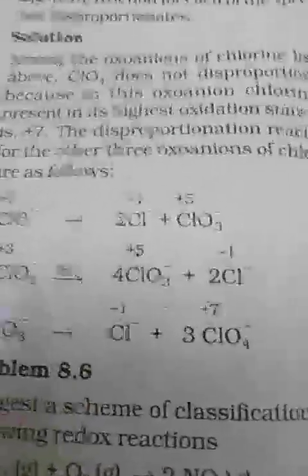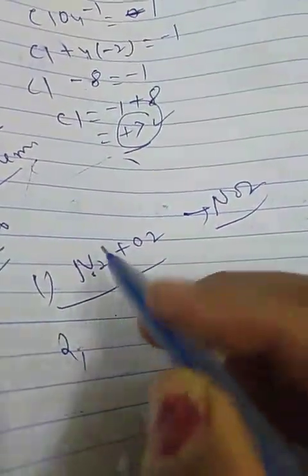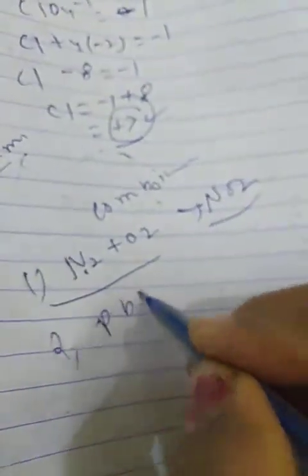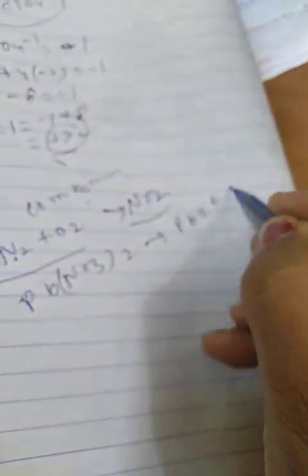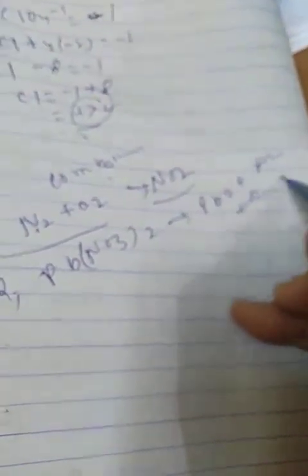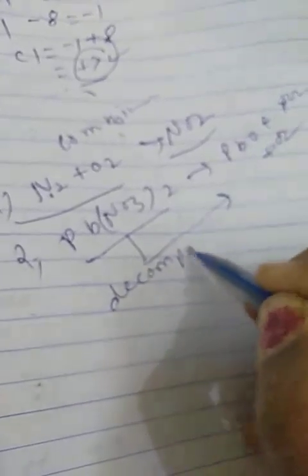In the first reaction, N2 plus O2, among the 4 you can see this is the example of combination because nitrogen and oxygen are going to combine. So this is the example of a combination reaction. The second one is lead nitrate, Pb(NO3)2, which is going to convert into PbO plus NO2 plus oxygen. So this is the example of decomposition because this compound is going to decompose into different compounds.